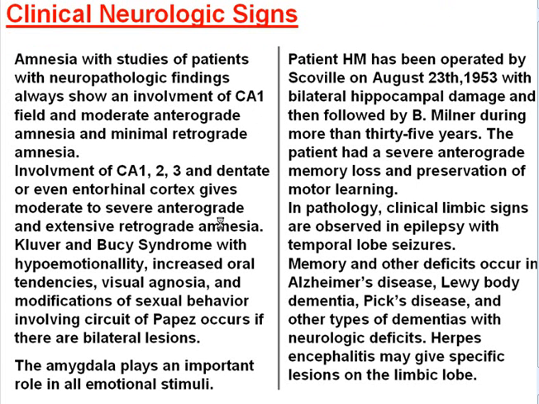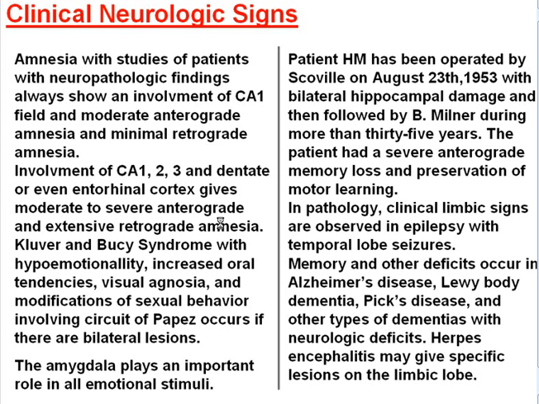Clinical signs: when you have a problem of the hippocampus, you can get memory problems. Studies of patients with neuropathologic findings of amnesia always show involvement of the CA1 field, with moderate anterograde amnesia and minimal retrograde amnesia. Involvement of CA1 to 3 and dentate gyrus, or even entorhinal cortex, gives moderate to severe anterograde and extensive retrograde amnesia.